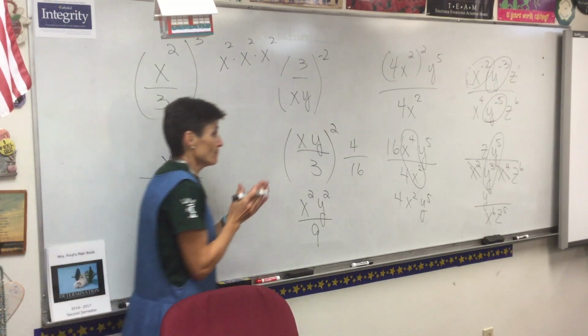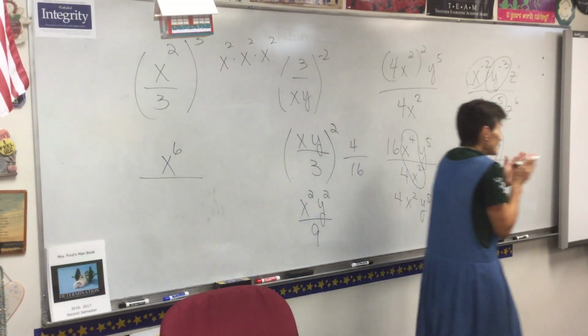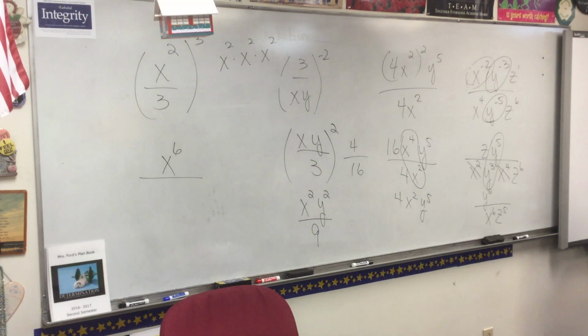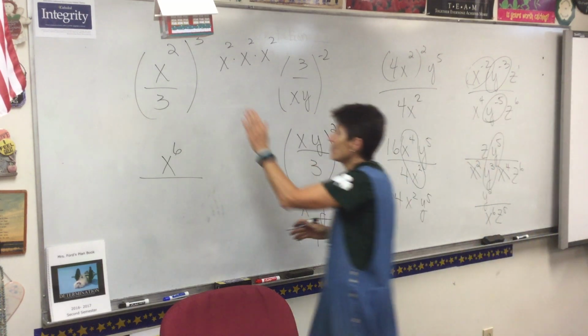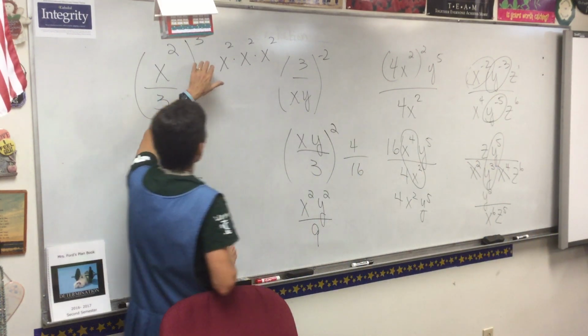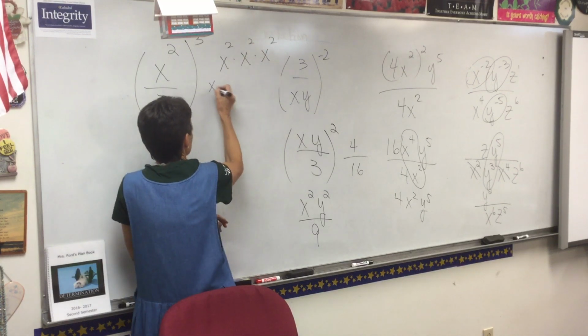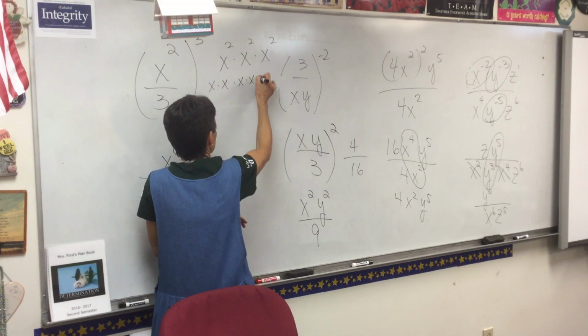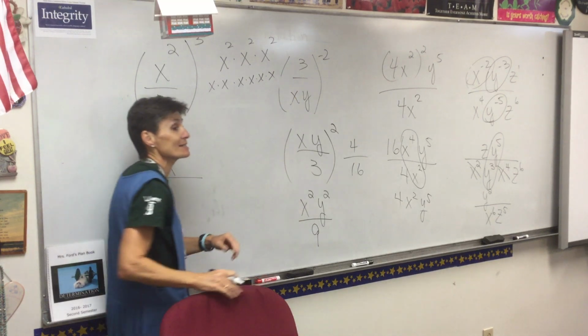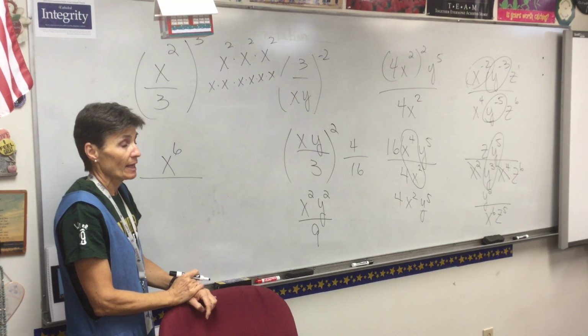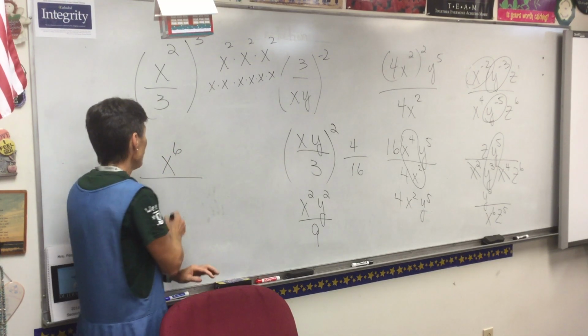So again, we have these rules. But if we get the rules mixed up, if we can't keep the rules straight, don't use the rules. Think about what you're doing. You're taking x squared times x squared times x squared. That's x times x, x times x, x times x. That's 6 x's. X to the 6. Over.